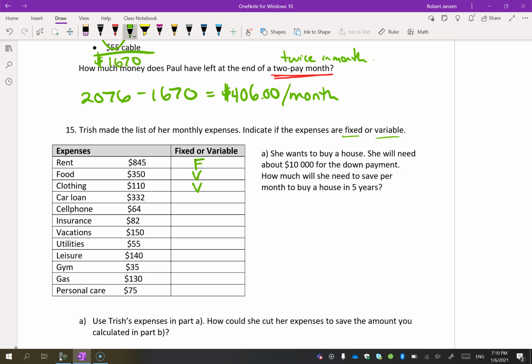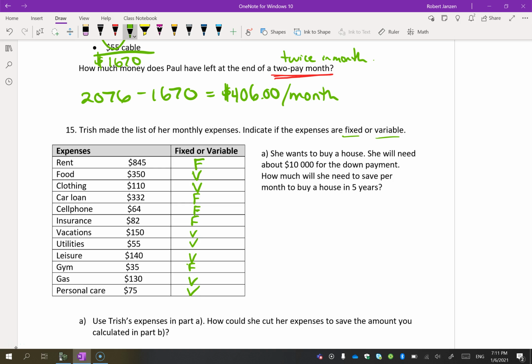Same with clothing. Some months you might not even buy clothing. Okay, your car loan will be fixed. Cell phone, assuming you're on a plan, I'm going to say that's fixed. Now, if you have one of those data plans where you have a limited amount of data and you go over, it could go up and that would make it variable, but we're going to leave it as fixed. Insurance, that's a fixed cost. The rest of these, they're variable because, well, I guess gym is fixed. The rest of them, it depends how much you use them.